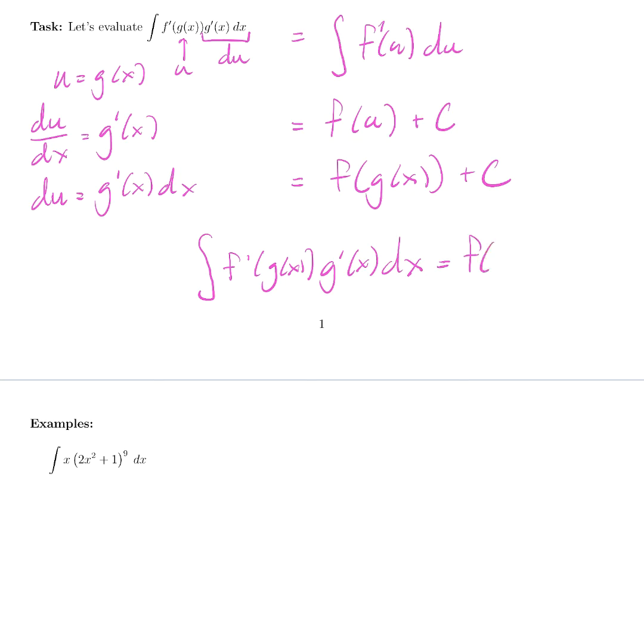This antiderivative is f of g of x plus a constant. So we can generalize this. It's not really that hard to generalize our undoing of the chain rule with a substitution here. Okay, so here we go.